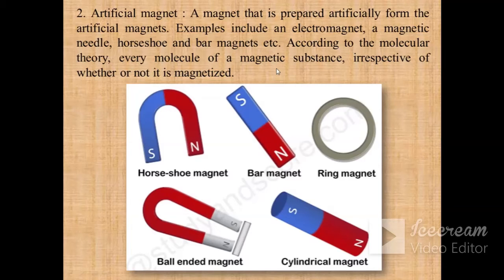According to molecular theory, every molecule of a magnetic substance, irrespective of whether or not it is magnetized, is a magnet. So these are artificial magnets: a horseshoe magnet, a bar magnet, ring magnet, ball-ended magnet and cylindrical magnet. Each and every molecule of a magnetic substance is a magnet. Even if you cut a magnet into a very small piece, that smallest piece will also work like a magnet.